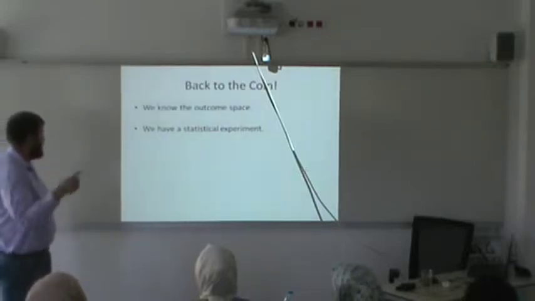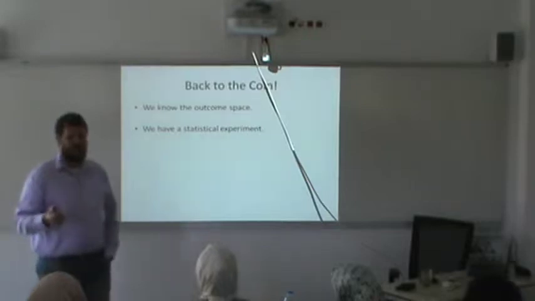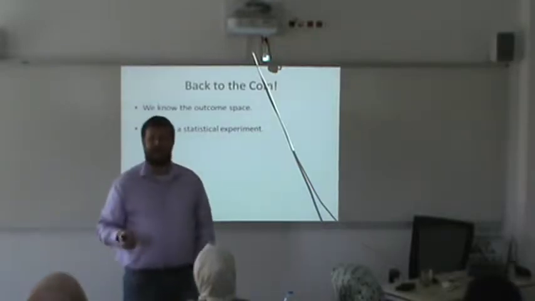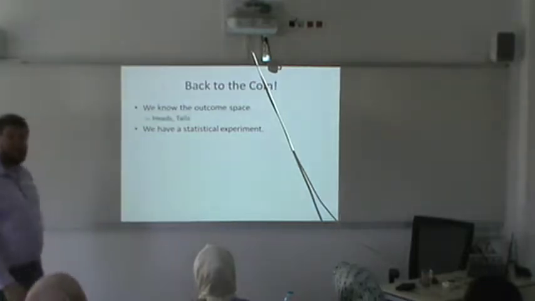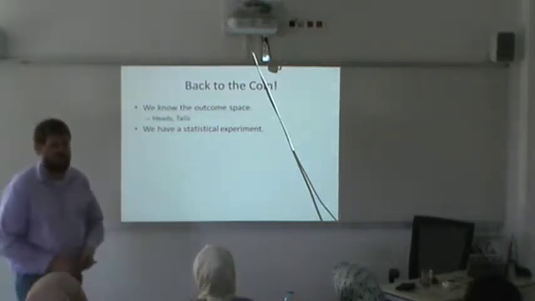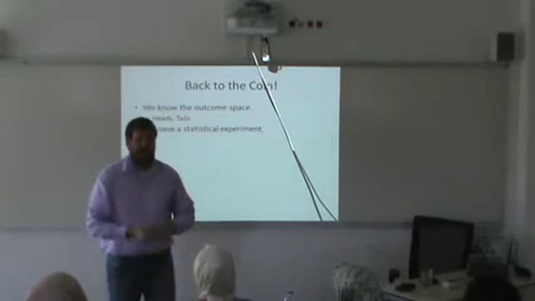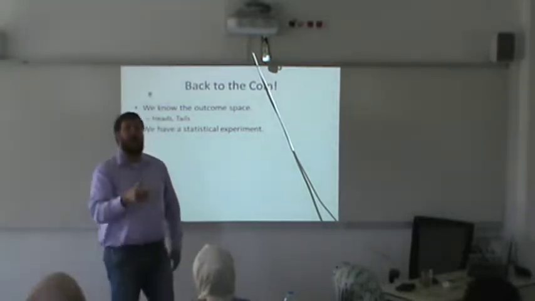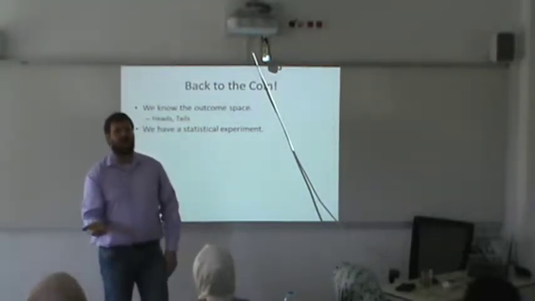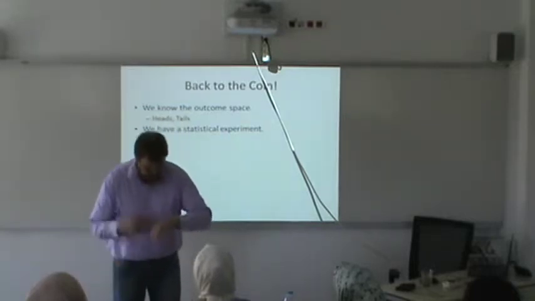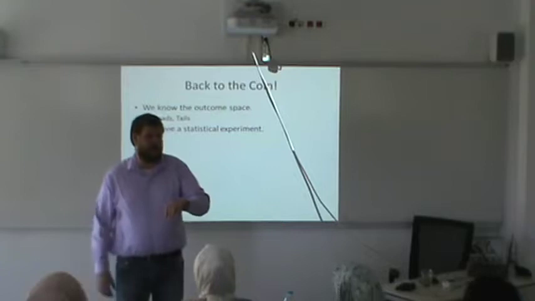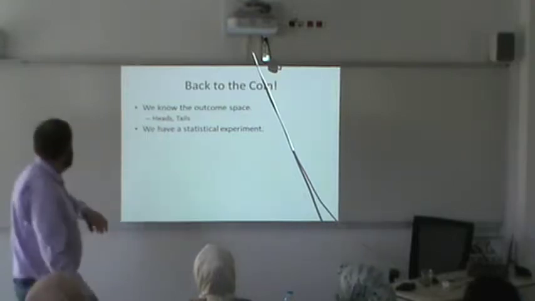So, back to the question. So we know the outcome space. Outcome space is ridiculously easy. It's heads or it's tails, right? We have a statistical experiment. In my case, the way I do this is I flip it with my right hand, I catch it with my right hand because I'm not as good, and then I pop it over. And I look and see what side is up. That's my statistical experiment. It's heads.